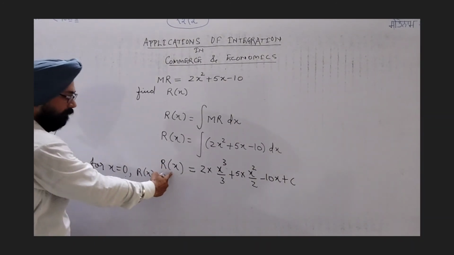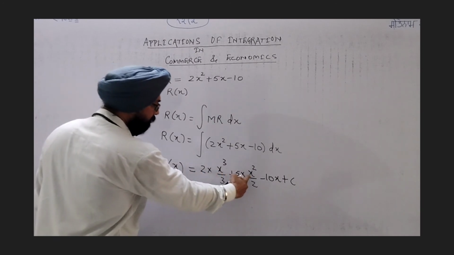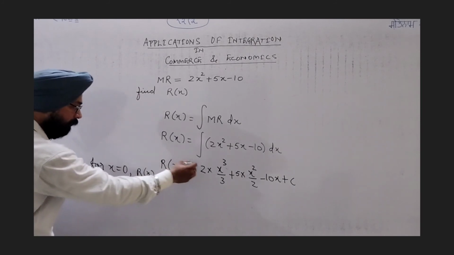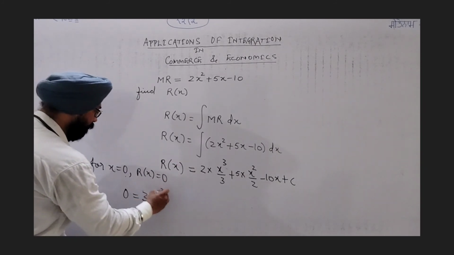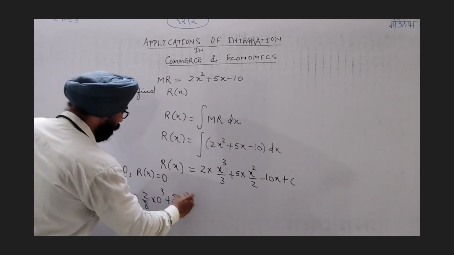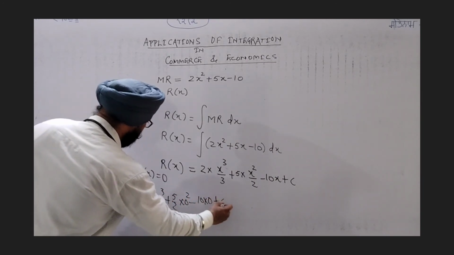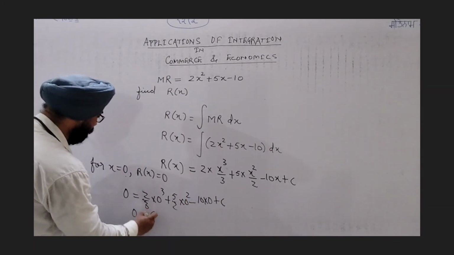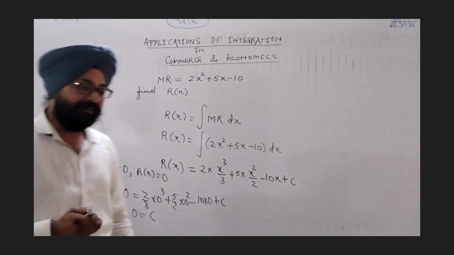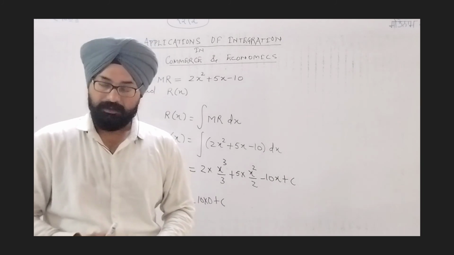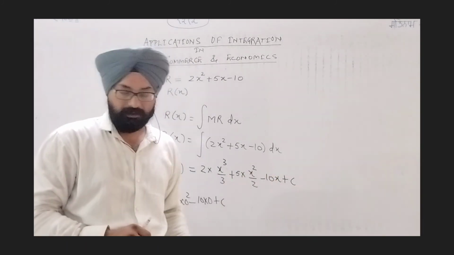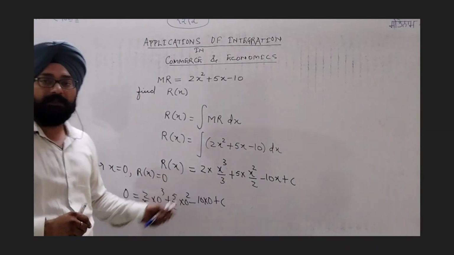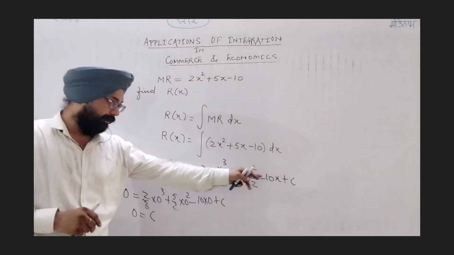Means on both sides, Rx we replace by 0 and the terms of x will be 0. So we get 0 equal to all these terms: 2 by 3 into 0 cube, 5 by 2 into 0 square, minus 10 into 0, plus c. This way all these terms are 0, which means the constant also is 0. But don't get confused or make it an illusion that every time its value will come 0. Not so. It depends on the given information and the type of function. I have taken a polynomial function here for example. So that's why we are getting the value of the constant as 0.